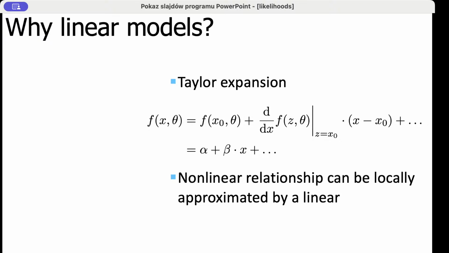And linear models come from the Taylor expansion, because every nonlinear relationship, as long as it's not completely flat, can be well approximated locally by a Taylor expansion, and practically, for our purposes, a linear expansion. This can be just the first term of the Taylor expansion. Of course, this has its risks, but often can be used very well. So, using Taylor expansion, we can create a linear model.